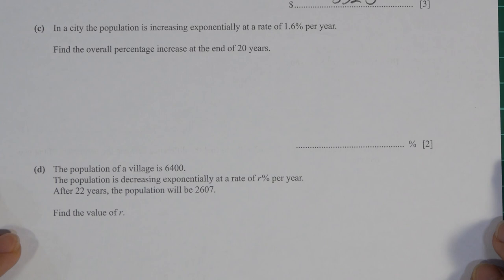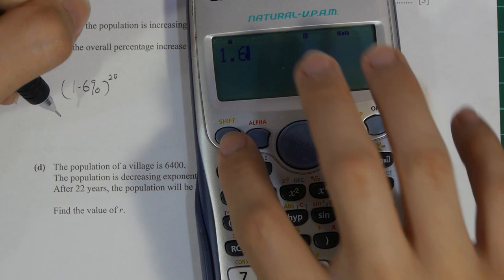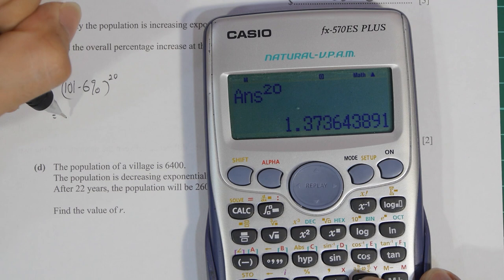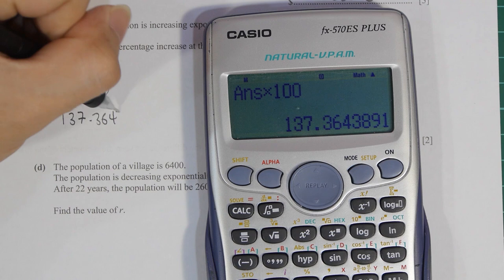For question C, in a city the population is increasing exponentially. So the keyword here is exponentially, and the rate is 1.6%. So 101.6% to the power of 20, then you will get 137.364381.